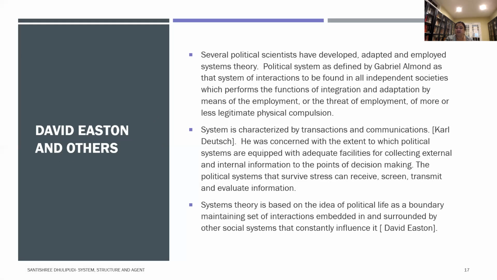Now, David Easton and others. Several political scientists have developed, adapted, and elaborated systems theory. Political system as defined by Gabriel Almond is a system of interactions to be found in all independent societies which perform the functions of integration and adaptation by means of the employment, or the threat of employment, of more or less legitimate physical compulsion.